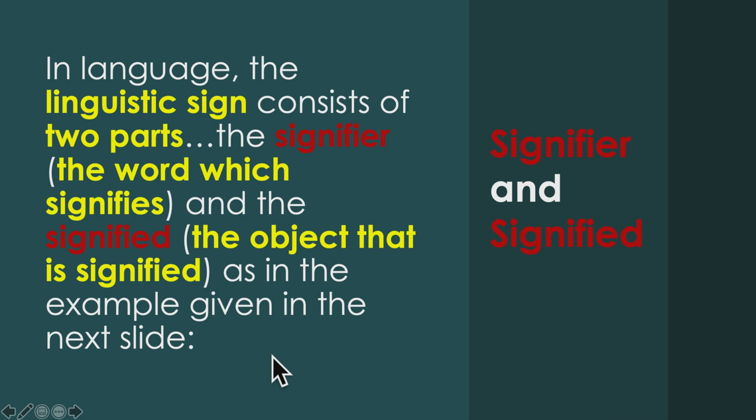Look, in language, the linguistic sign is divided into two parts. It consists of two parts. The first is the signifier. It refers to words. And the second is the signified. It refers to the object. In the next slide, this concept will be much clearer to you.